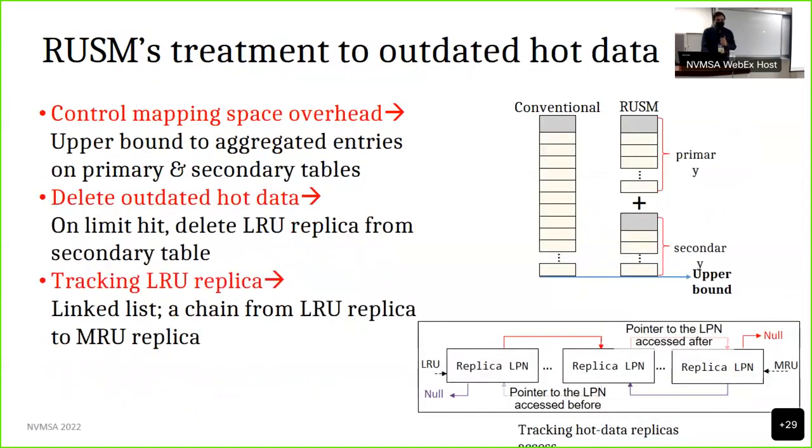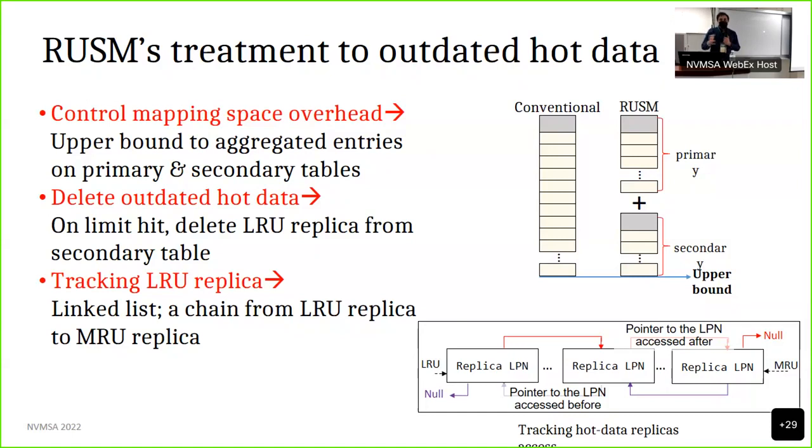Now we have another problem. We cannot allow the secondary table to grow on the free space. We need to control the space overhead taken by that table. In order to do so, we set an upper bound to the aggregate number of the entries on both the primary and secondary table. And that upper bound is accepted by the conventional mapping scheme. So if that upper bound is hit at any time, we need to free slots from the secondary table, favoring the space to the primary table.